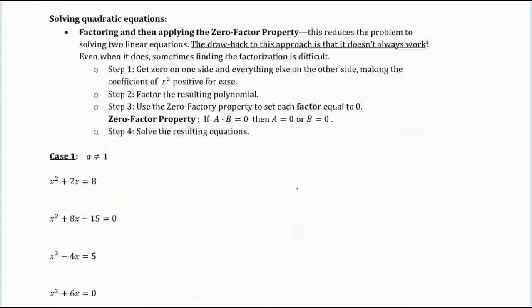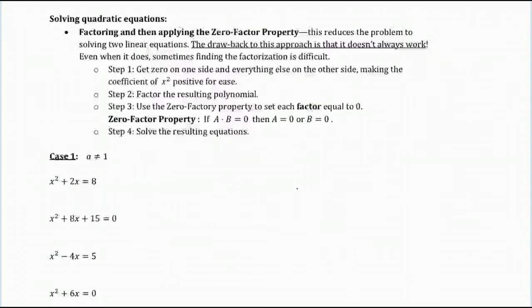Now, we're going to concentrate in this video on cases where the coefficient of x squared is 1. So you want it to be positive 1 on one side of the equation. But regardless, you're going to do that, and then you're going to factor the resulting polynomial. That always means factor completely, so if you can pull out any common factor from each term, you're going to do that, and then factor the resulting trinomial, or typically a trinomial, or quadratic expression of degree 2.